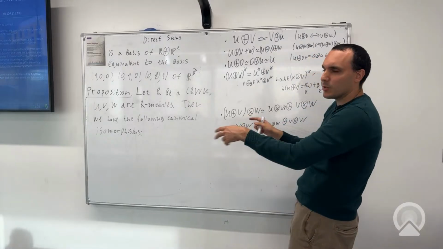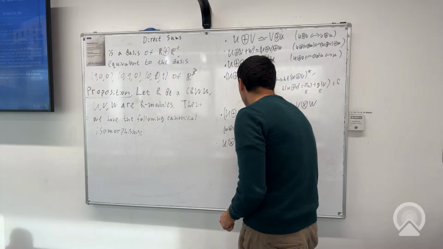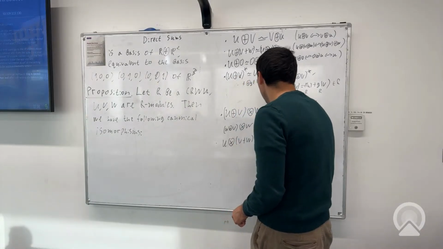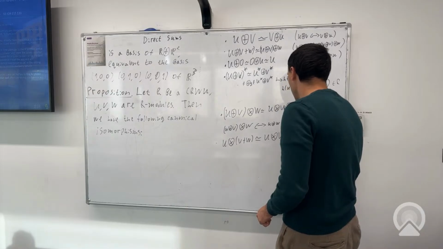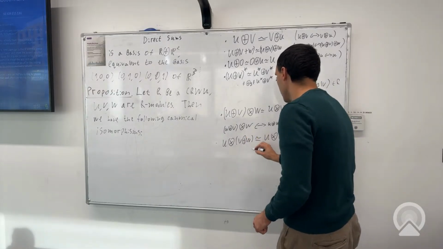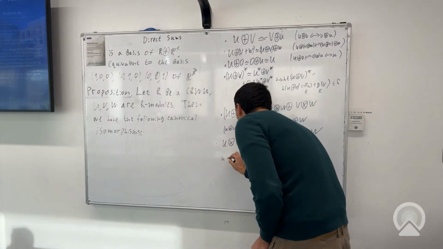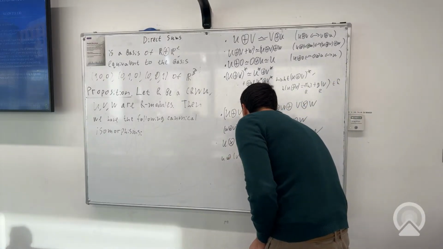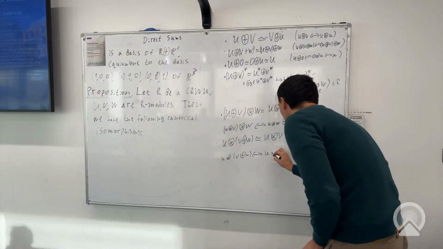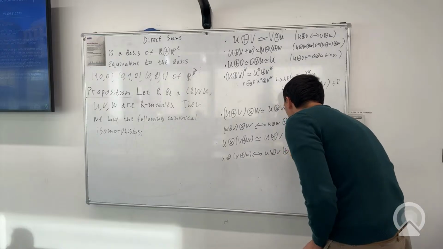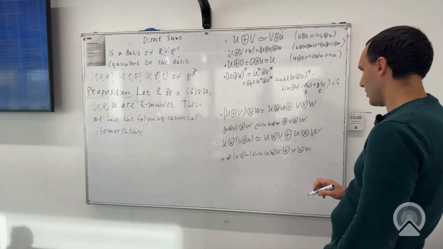And I have the opposite direction. Because this was commutative, but I will write it down. U tensor product with (V plus W) is the same as U tensor V plus U tensor W. Yes, okay.